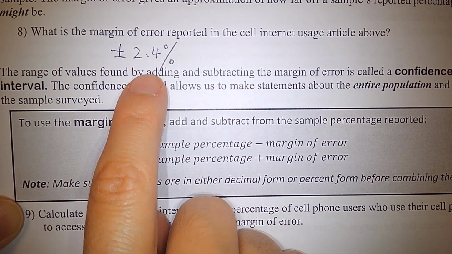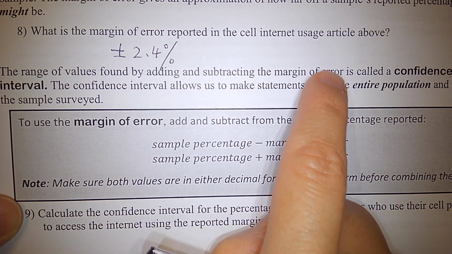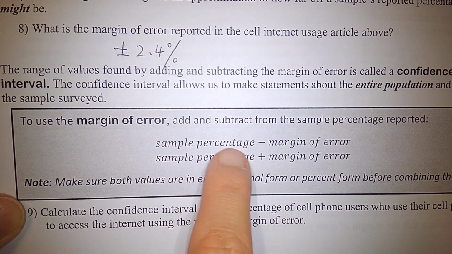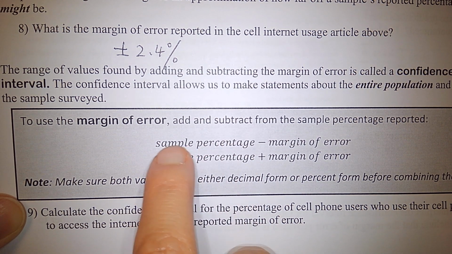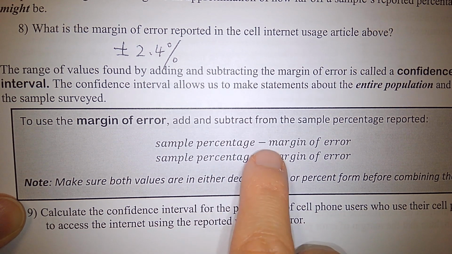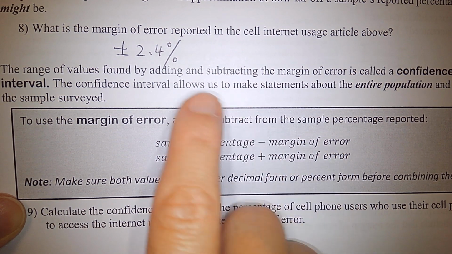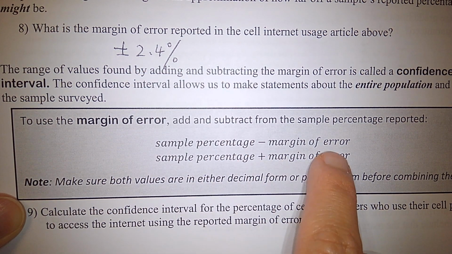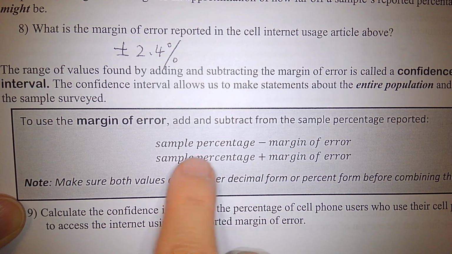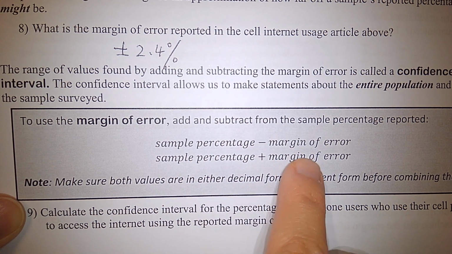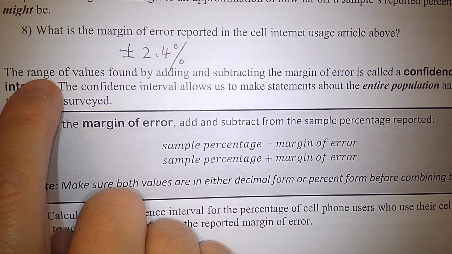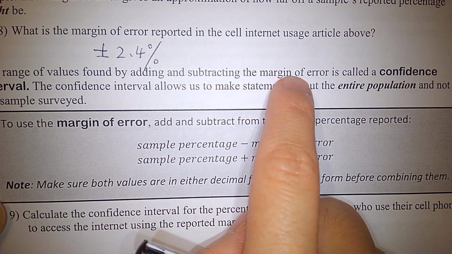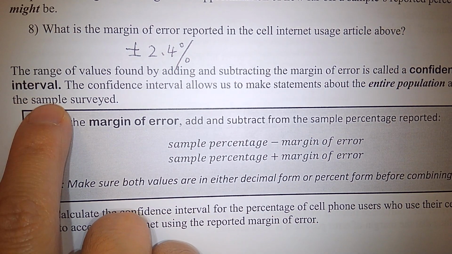So, by adding and subtracting the margin of error, we get two values. One value comes from the sample percentage, which in this question is 63%, minus the margin of error, which is 2.4%. This gives us 60.6%. By adding the 2.4% to 63%, we get another value. This range of values found by adding and subtracting the margin of error is called a confidence interval.